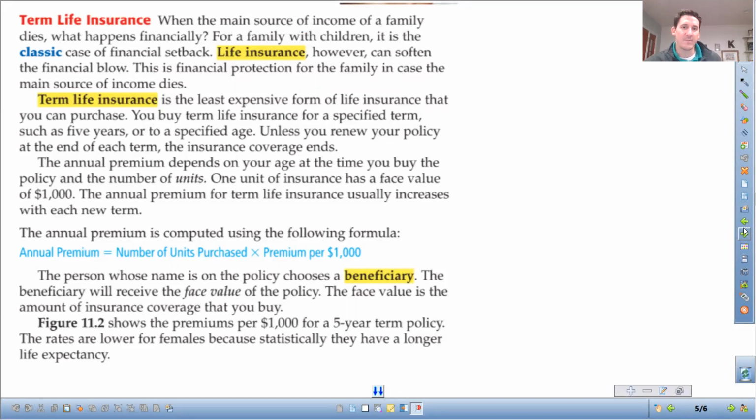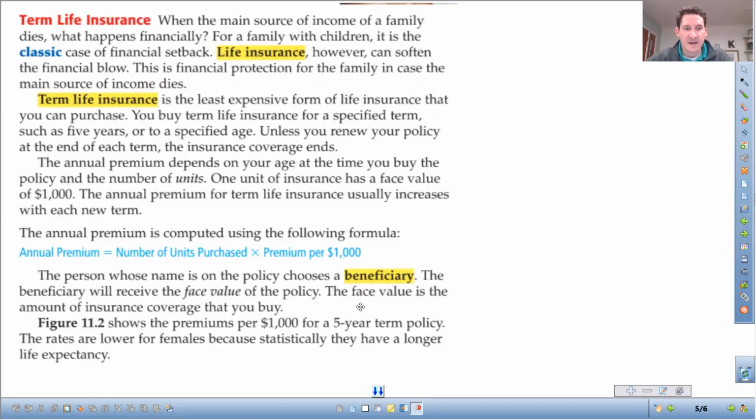The annual premium for term life insurance usually increases with each new term. That's because as you get older, you're more likely to die. So the more likely you are to die, the more life insurance is going to cost you. So you get older, you get closer to death, they're going to charge you more for life insurance. If you have a dangerous job, stuff like that, you're going to end up paying more for life insurance.